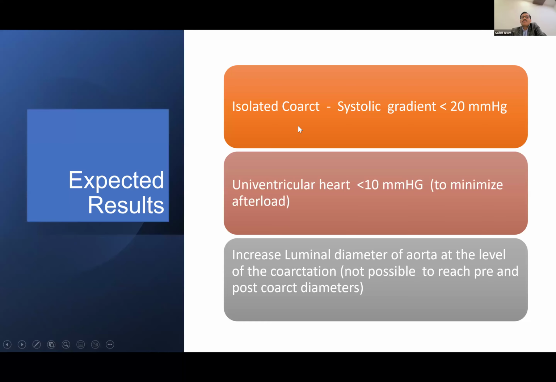Target in the isolated cohort is a gradient less than 20. In univentricular heart, if you are doing balloon, try to target less than 10 mmHg, as they may have risk of high afterload. And you should try to increase the luminal diameter of the aorta at the level of the coarct. But you understand that you can't achieve the level of the pre and post coarct diameters. Post coarct is very much dilated because of post stenotic dilatation. Pre coarct, you cannot reach. So you should try to get the luminal diameter high, but do not target that part.